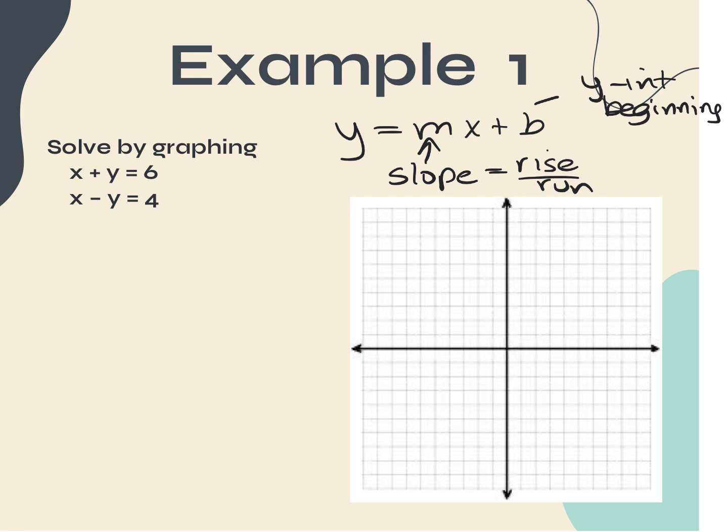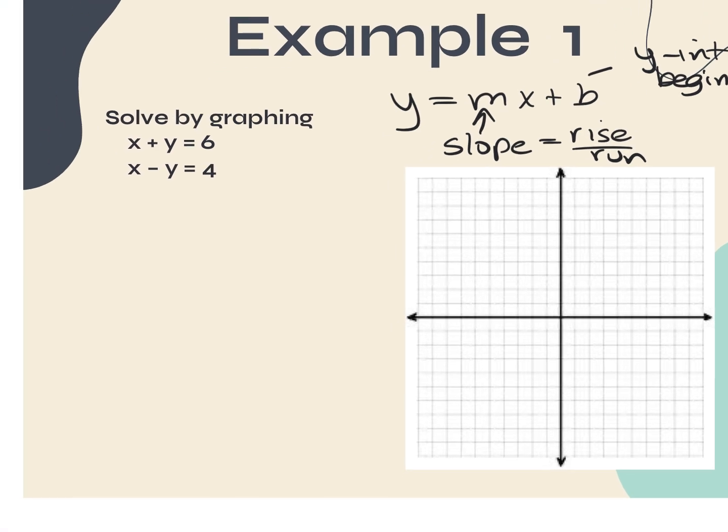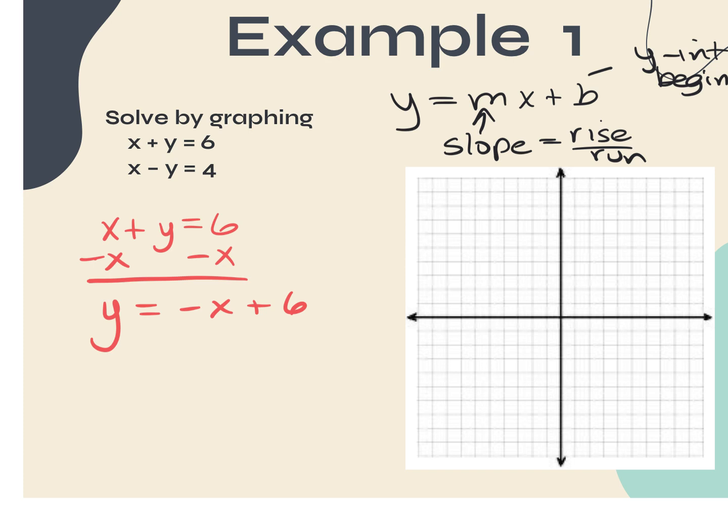So I'm going to go ahead and do the top equation in red. So I'm going to take x plus y equals 6. I'm going to solve it for y. My goal is to get y by itself. So I'm going to subtract the x. And now I'm left with y equals negative x plus 6. So this is my y-intercept, or my b. This is going to be my slope. I assume it to be a negative 1. So my slope is going to be negative 1 over 1.